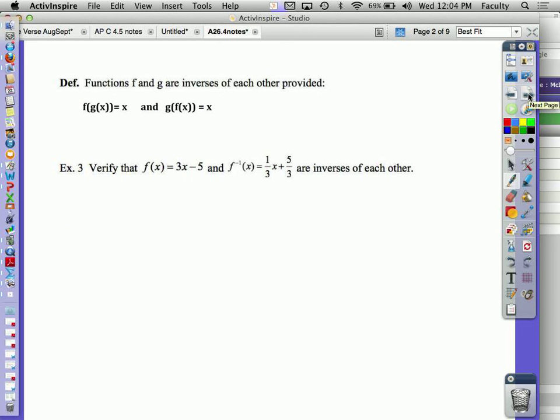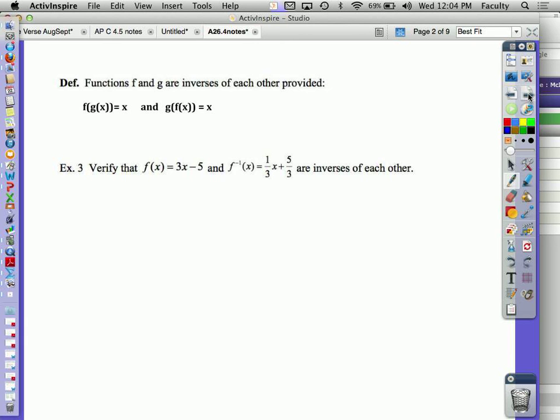All right, then there's a definition. Functions f and g are inverses of each other provided f of g of x is x and g of f of x is x. So the question that you guys asked a moment ago is not that they're equal to the same thing, it's that they're both equal to x. Okay, that does have to be true.